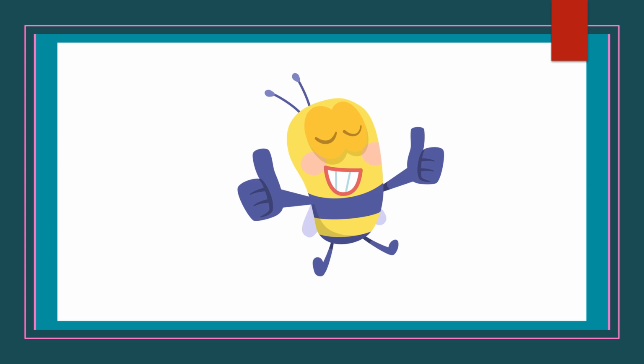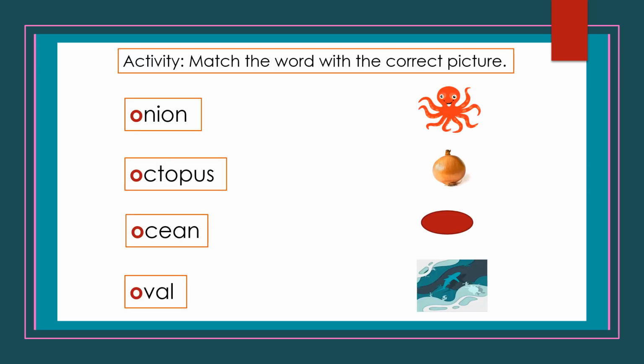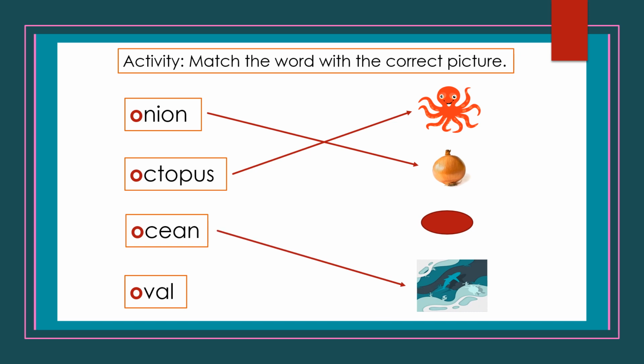Good job! Do this activity. Match the word with the correct picture. Let's answer. Onion. Octopus. Ocean. Oval.